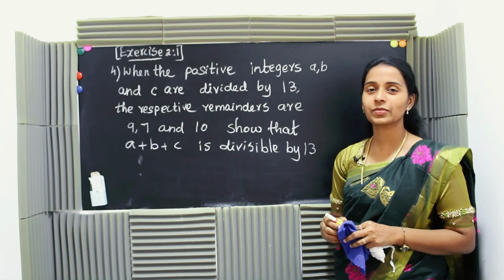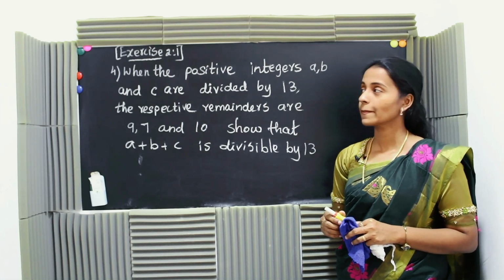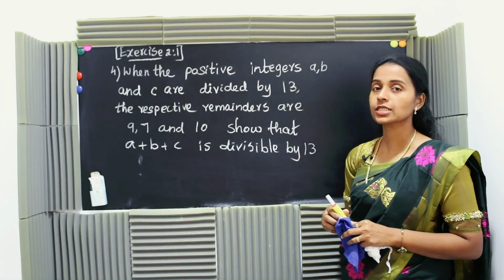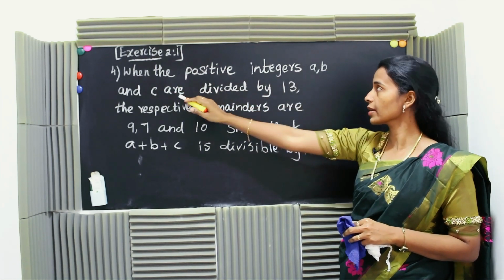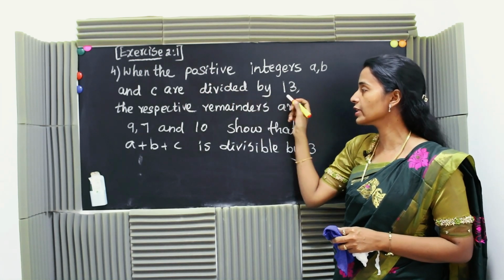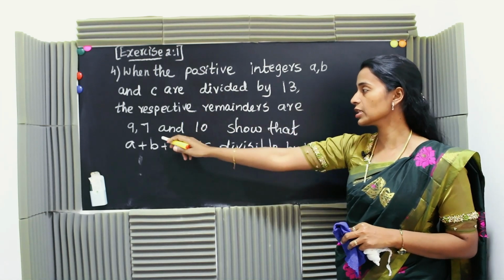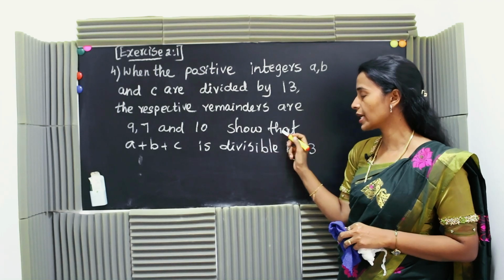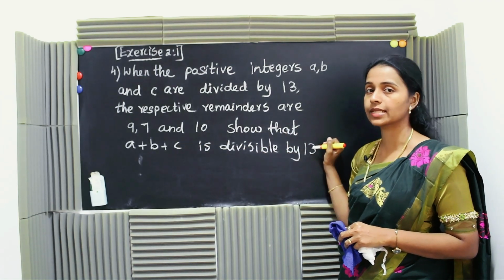In today's class, we'll be solving the fourth problem in exercise 2.1. Let me read the question. When the positive integers a, b and c are divided by 13, the respective remainders are 9, 7 and 10. Show that a plus b plus c is divisible by 13.